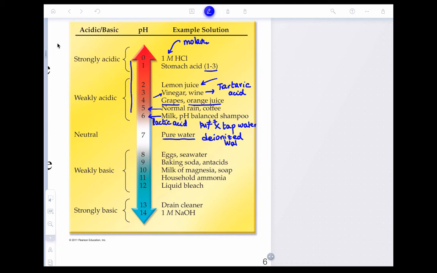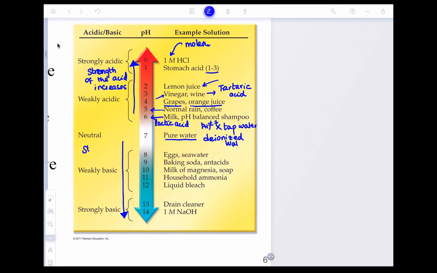So smaller the number as you go in this direction, stronger the acid gets. So I'm going to say strength of the acid increases in this direction, where my arrowhead points. And as I mentioned earlier, as we go down here, we're going to see the strength of the base increases in the downward direction.